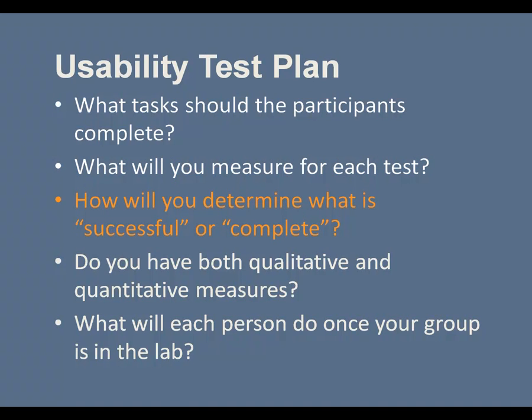How will you determine what is successful or complete? Make sure everyone in your group is on the same page, and then when you analyze your data, you can form some recommendations based on what the users were or were not able to do, such as, did the users miss an important step in ordering their pizza? You could then recommend that the web designers of the Pizza Hut site revise their site's instructions or navigation accordingly.